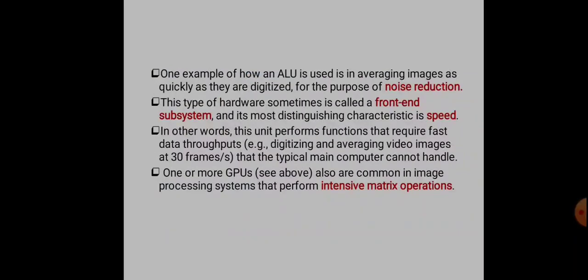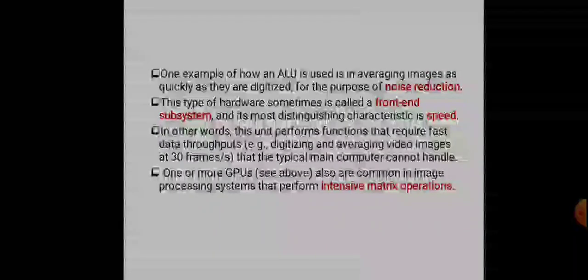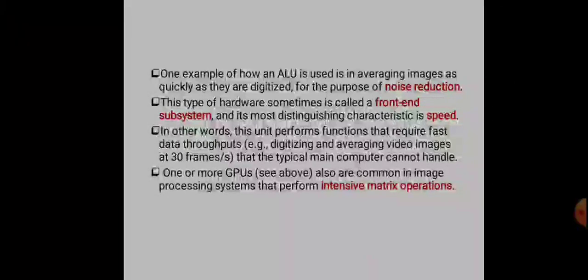One better example of the ALU is averaging images, as quickly as they are digitized, for the purpose of noise reduction. So for noise reduction you are going to average the images. It is one example of the ALU, which is nothing but the arithmetic logic unit. This type of hardware system is called the front-end subsystem, and its most distinctive characteristic is speed, as we already said.